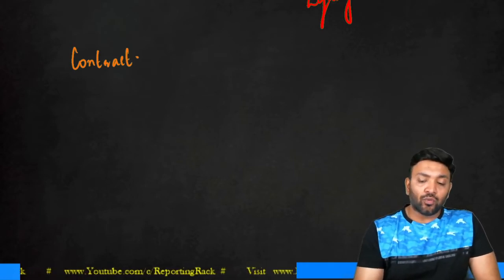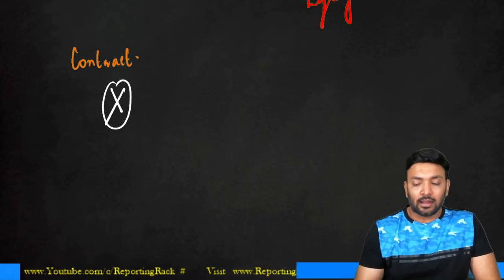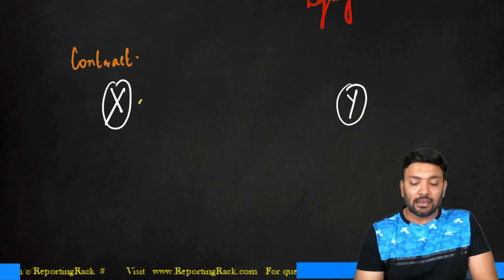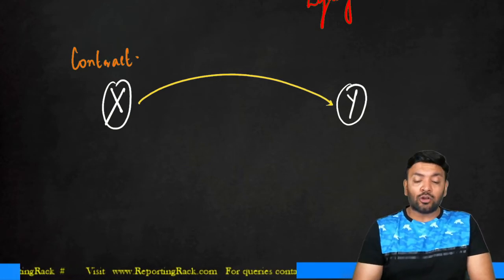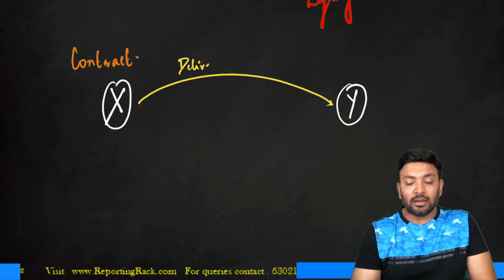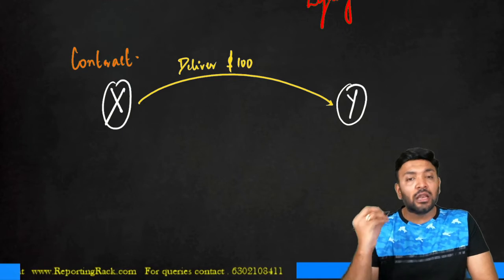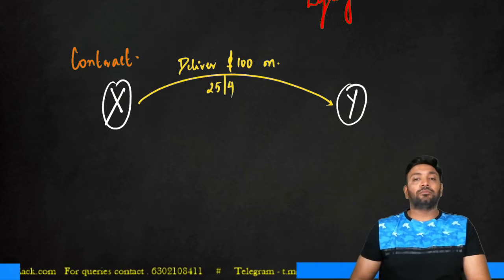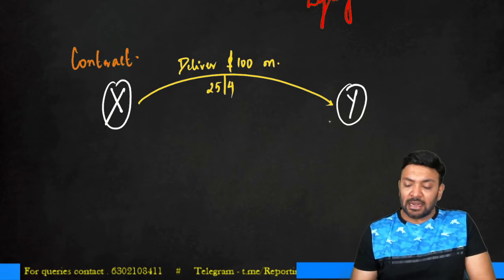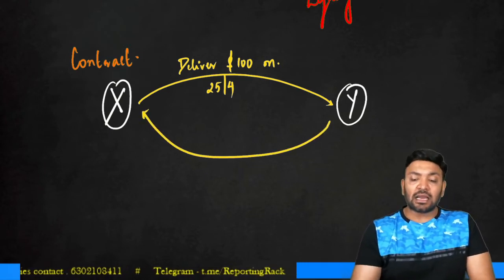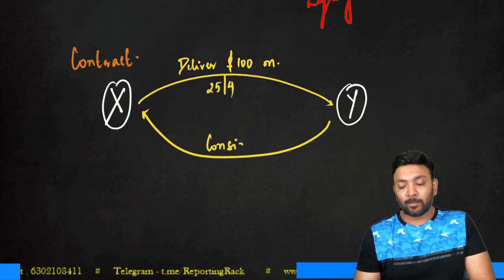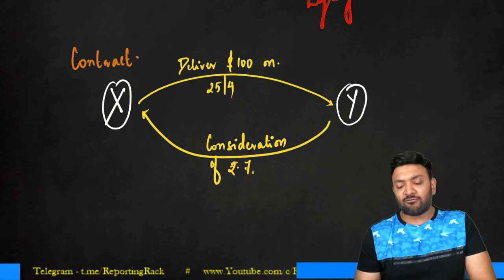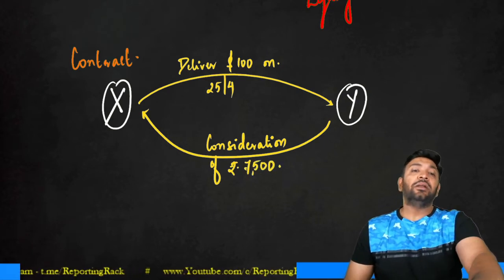The contract was between two enterprises, X and Y. X, under the contract, is agreeing to deliver $100 on 25th of April. Y, in return, is agreeing to pay a consideration of ₹7,500. Let's say this is the contract.